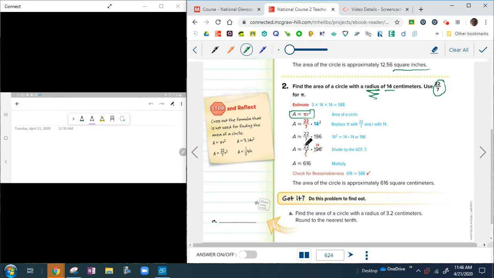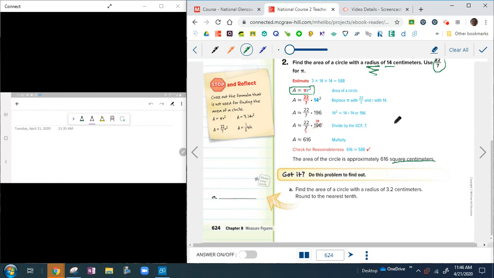Anyway, you get 22 times the 28 when you cross simplify with the 7 in the bottom, and then 22 times 28 gives you the answer of 616. Okay, and that's going to be square centimeters. Important that you always put square units, whatever the unit is, because area is measured in squares. The squares that it takes to fill up the enclosed space inside that circle or whatever shape you're talking about.